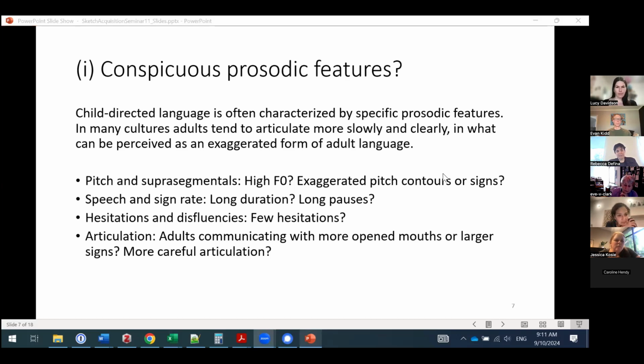So this can be seen in pitch and suprasegmental differences, and also changes in the speech and sign rate, longer duration, longer pauses, hesitations and disfluencies. So there tend to be fewer hesitations in child-directed language, and also more careful or exaggerated articulation. And I was going to hand over to Lucy here to talk through some examples of this.